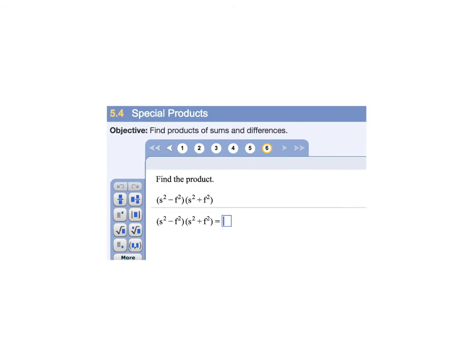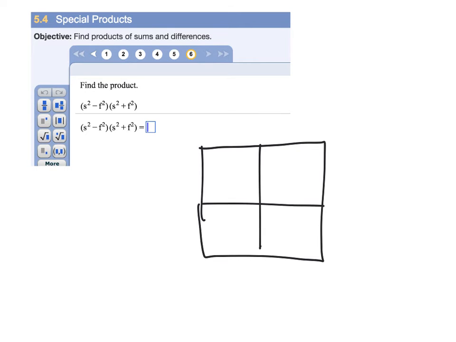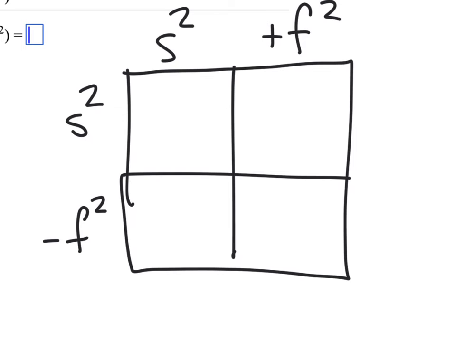And the last video, find the product, there's just more of the same. It's just kind of getting scarier looking, but really, complexity-wise, it's the same. So you've got s squared minus f squared. Then you've got s squared plus f squared. Now we're ready to zoom in and fill it in. All right, so right here is s to the 4th power, because s squared times s squared is s to the 4th. Over here, it's going to be s squared f squared, and that's going to be positive.